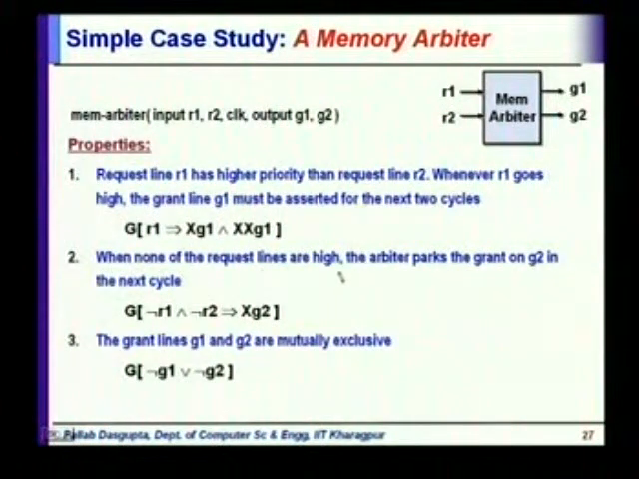Then we say when none of the request lines are high, the arbiter parks the grant on G2 in the next cycle. So when we have not R1 and not R2, none of the request lines are high, then in the next cycle it gives the grant to G2. The grant lines G1 and G2 are mutually exclusive, because we cannot give both of them grant at the same time. So the mutex property is written like this, always not G1 or not G2. Okay. So these are the three properties that we start with.